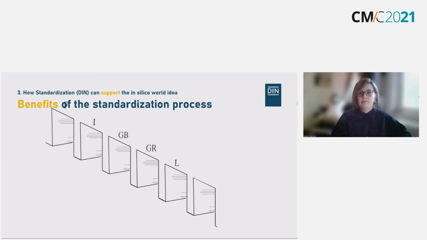What is also always important to mention is that standards also support the Sustainable Development Goals of the UN 2030 agenda by implementing the sustainable use of resources and energy while protecting consumers, workers, and the environment.